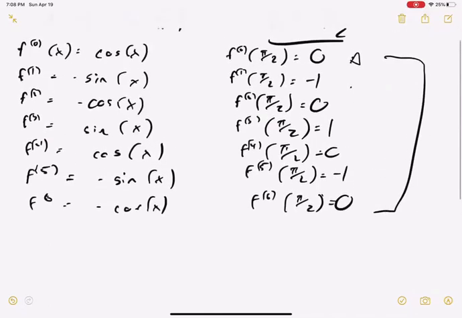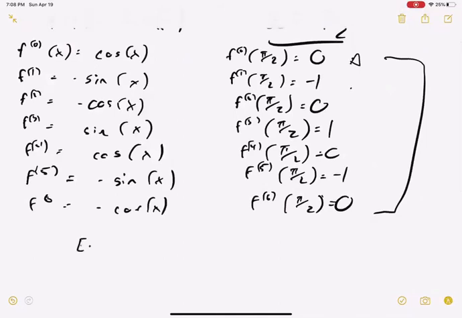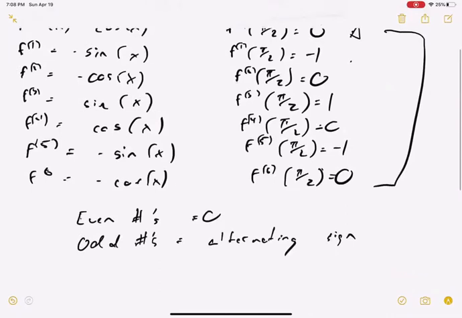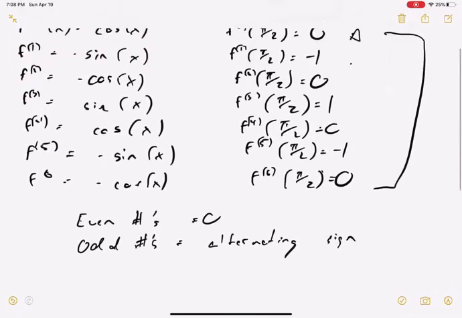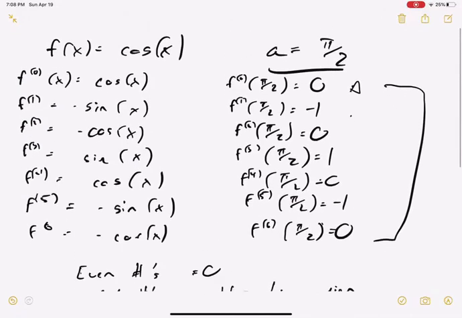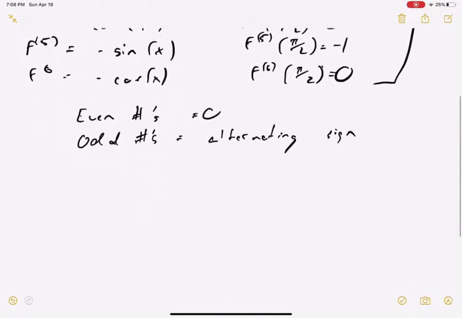Okay, so the even indexes are 0. And then the odd ones alternate in sign, right? Starting on negative: negative 1, positive 1, negative 1, positive 1, alternating sign. Okay, so how can I write this power series? Let's try and write it out term by term first of all. Remember I'm trying to write something like this.